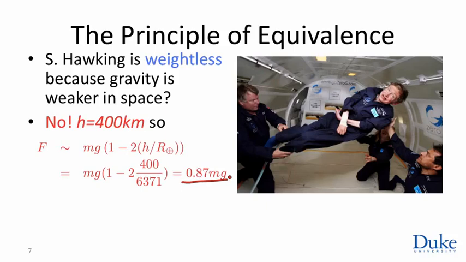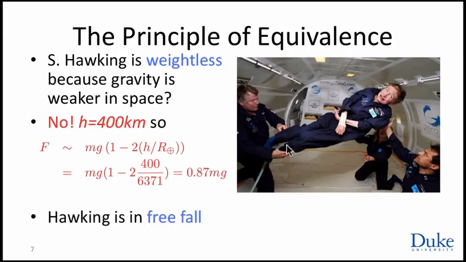Why then are astronauts weightless in the space station? Why is Hawking weightless in this picture? Stephen Hawking is far too important to humanity to allow him to travel to space and take the risks of real space travel. Hawking is weightless because in fact he is accelerating towards the ground with an acceleration that is essentially g. When you are in free fall, there is no gravity, and there's a beautiful demo that explains this.